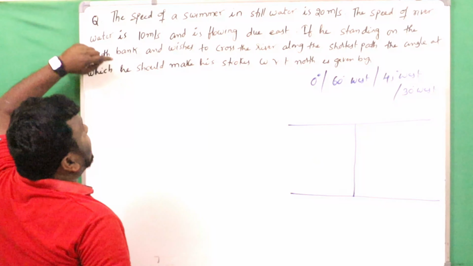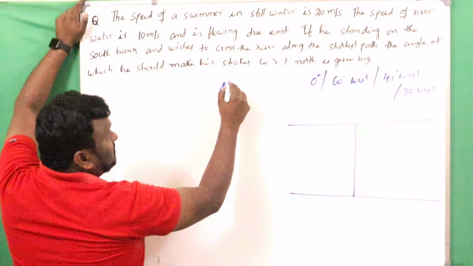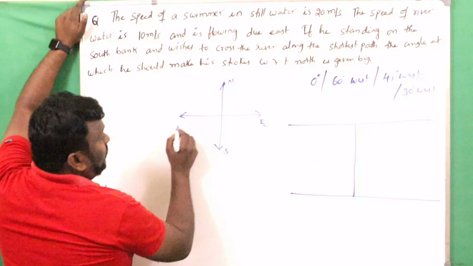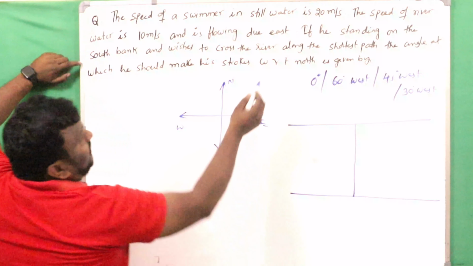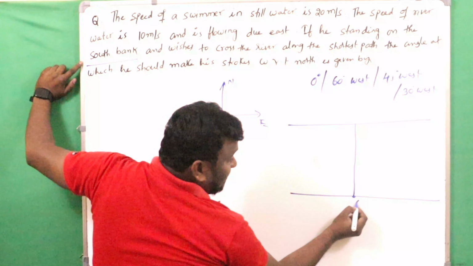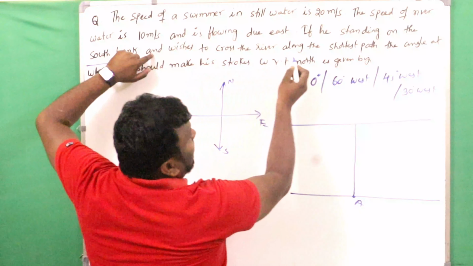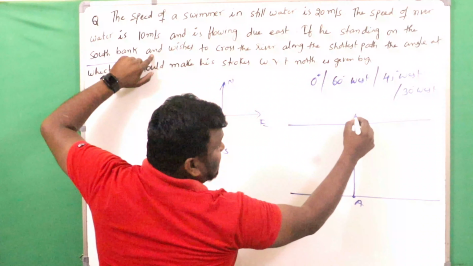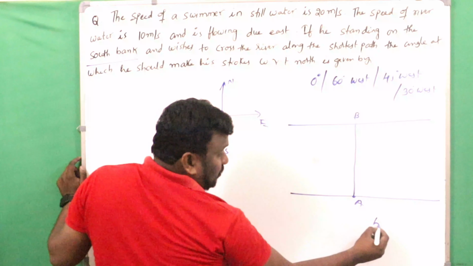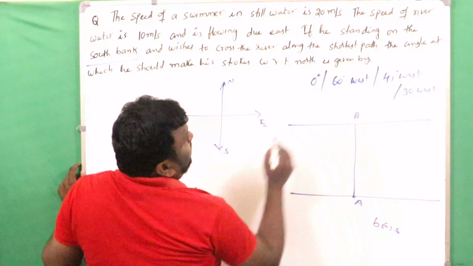So some directions were mentioned. This is north, this is south, east and west. If he is standing on the south bank, so he is standing at this position A, and wishes to cross the river along the shortest path, AB is the shortest path. Clear. So here the boat or the swimmer, both are similar, A to B.